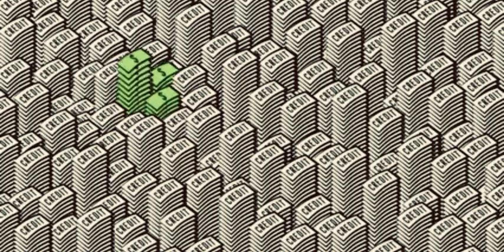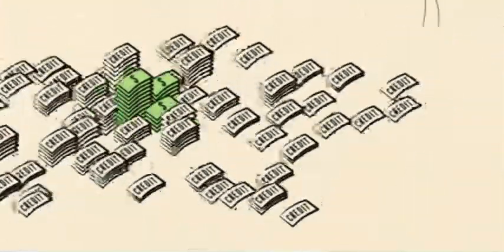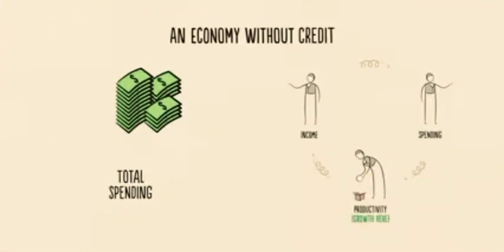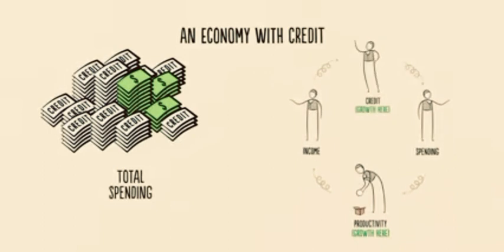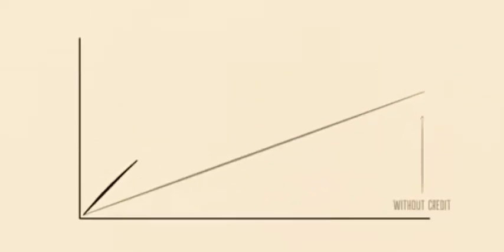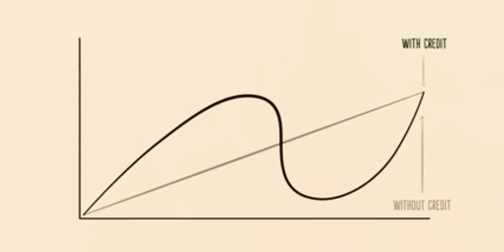Remember, in an economy without credit, the only way to increase your spending is to produce more. But in an economy with credit, you can also increase your spending by borrowing. As a result, an economy with credit has more spending and allows incomes to rise faster than productivity over the short run, but not over the long run. Now, don't get me wrong.